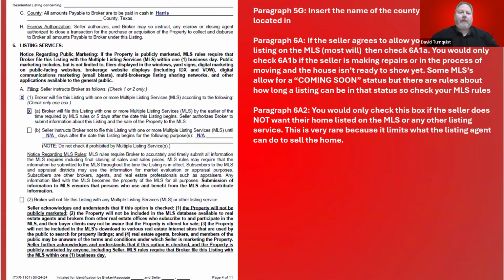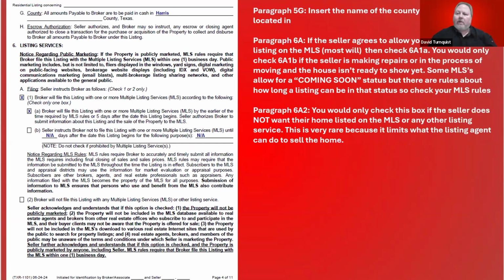All right, paragraph 5G, you do have to put the county that the property is located in. In this case, it's Harris County. I do have a current listing that's on the border of Harris and Galveston counties. And technically the title companies are close. There are two title companies within like 2 miles, but they're in Harris County, but the property itself is in Galveston County. Just because the property is in one county doesn't mean you have to close in that county.